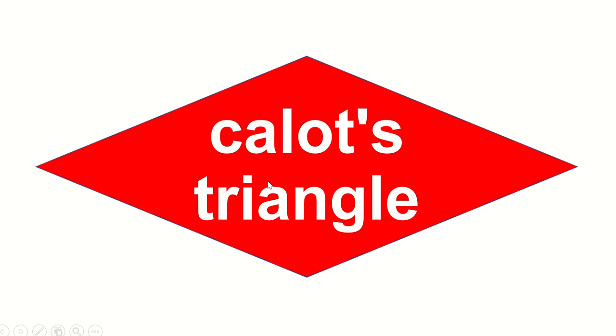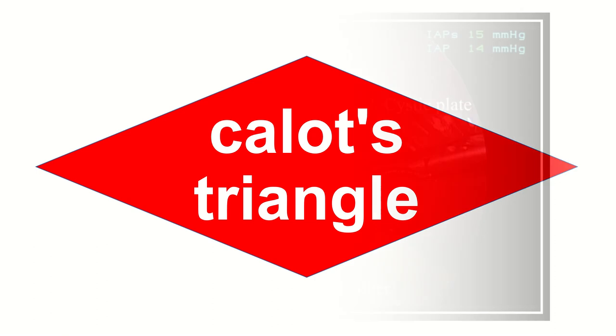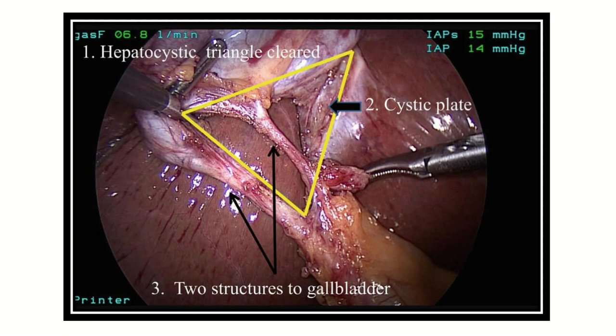Welcome to another lecture, and today's topic is the Calot's triangle, and this is the anatomy lecture. First of all, let's see the Calot's triangle. It is a laparoscopic view of the Calot's triangle, and here we can see this is the liver, and this one is the gallbladder.